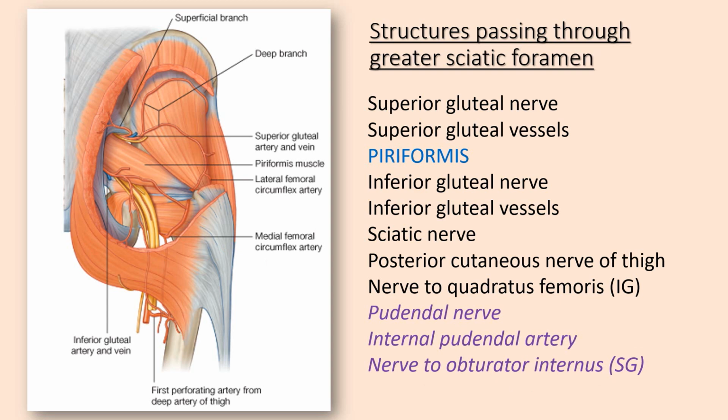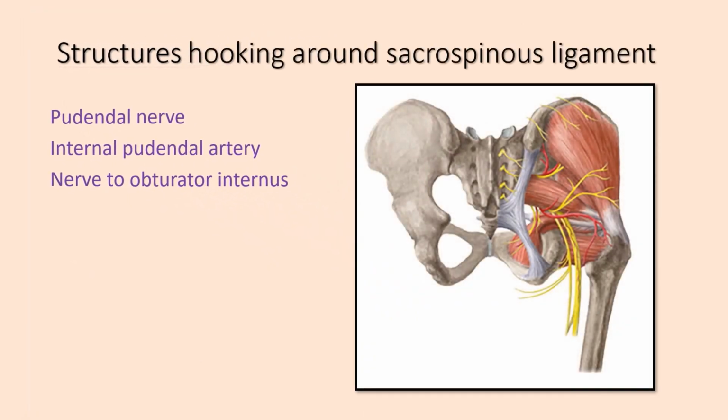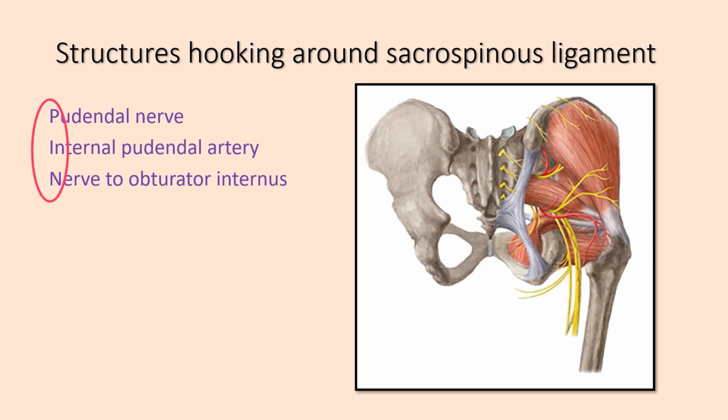Let us look at these structures which are not shown in this picture. Here they are. Pudendal nerve is here, internal pudendal artery, and nerve to obturator internus, which are transiently lying in gluteal region. They are coming to gluteal region, passing through greater sciatic foramen and escaping out of this region through lesser sciatic foramen. Nerve to obturator internus also supplies superior gemellus. These are known as pin structures.